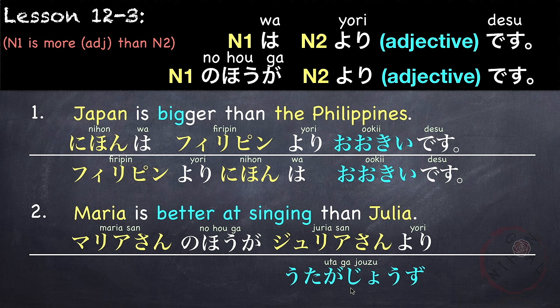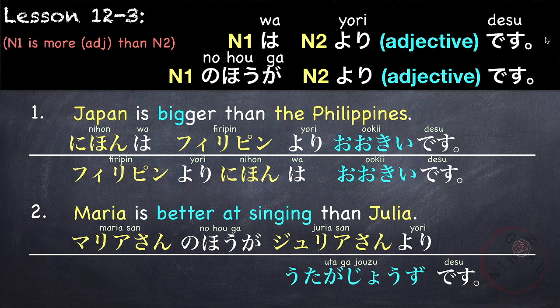So in this sentence, it becomes better at singing because we are comparing two nouns. Maria-san no hou ga Julia-san yori uta ga jouzu desu. Just like the first one, you can also switch the N1 and N2. Julia-san yori Maria-san no hou ga uta ga jouzu desu.